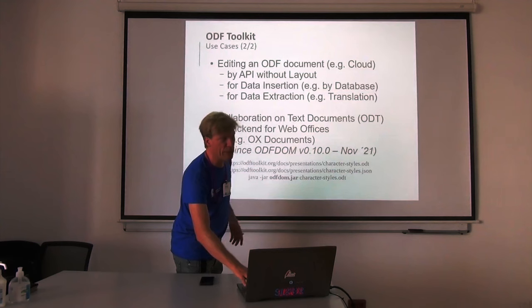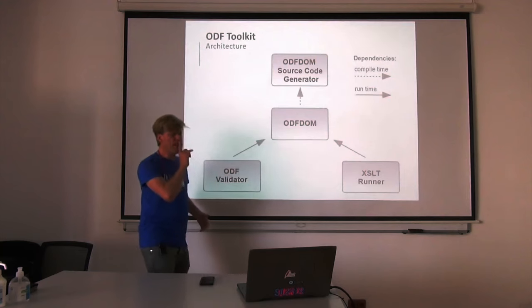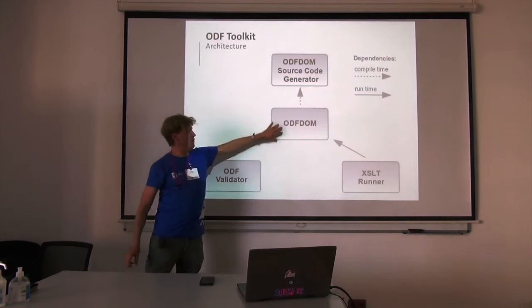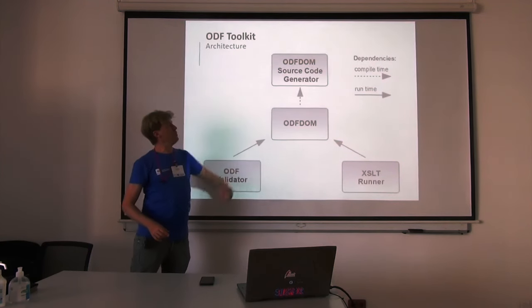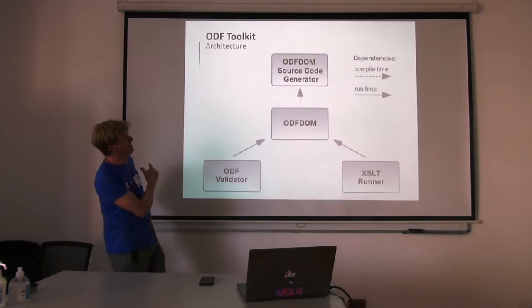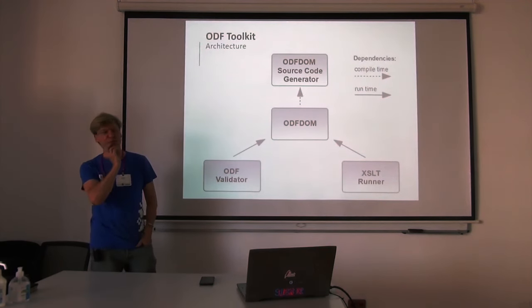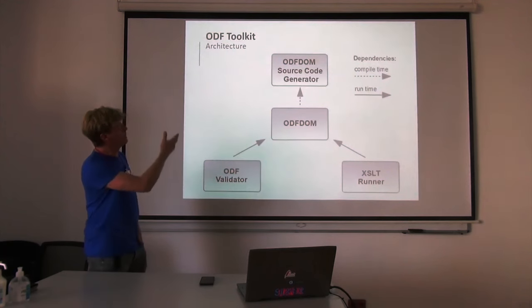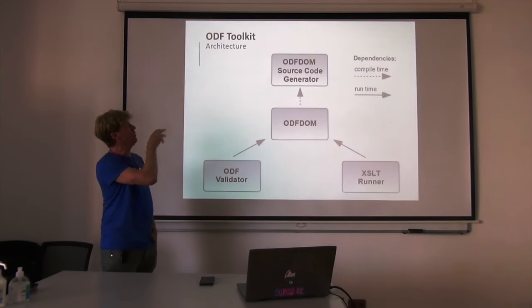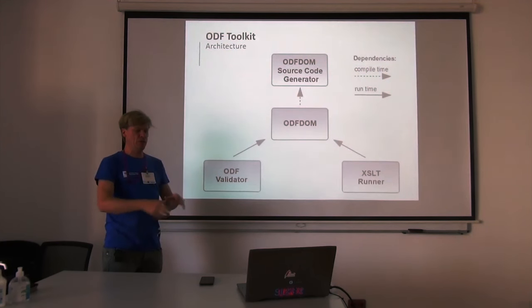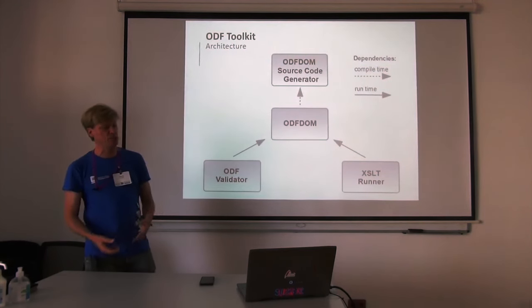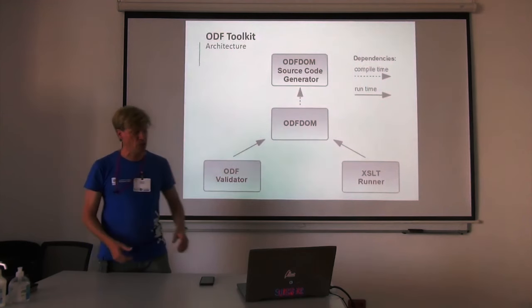There are other reasons to do it as well, like chain collaboration between offices. Okay, so the centerpiece is the ODF DOM, and there's the validator and XSLT runner. They're using it, and the main piece here, the most headache-bringing piece, is what we tried to fix before this talk. There's a generator of the source code from the grammar, because I told you earlier that I don't want to just read 100 pages and write it down, but I want to generate as much as possible, and take the grammar and regenerate the source code from it.